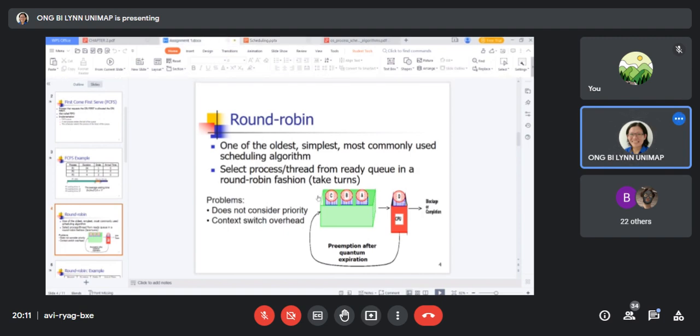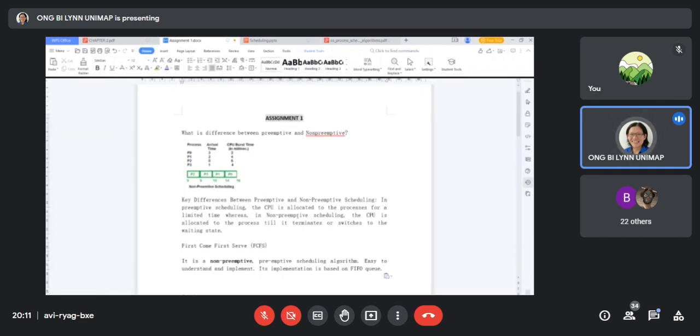All right. So over here, it says, what is the difference between preemptive and non-preemptive? So it says that the key difference between preemptive and non-preemptive scheduling is that in preemptive scheduling, the CPU is allocated to the processes for a limited time, whereas in non-preemptive scheduling, the CPU is allocated to the process until it terminates or switches to the waiting state.